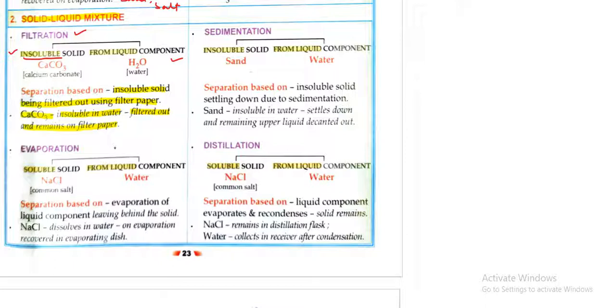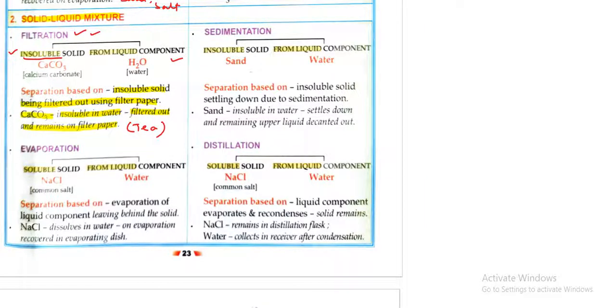Students, in your kitchen your mother also uses the same technique, the filtration technique. Can you tell for what purpose she uses this filtration technique? Yes, you are right, for making tea. For making tea your mother uses the same method, right?